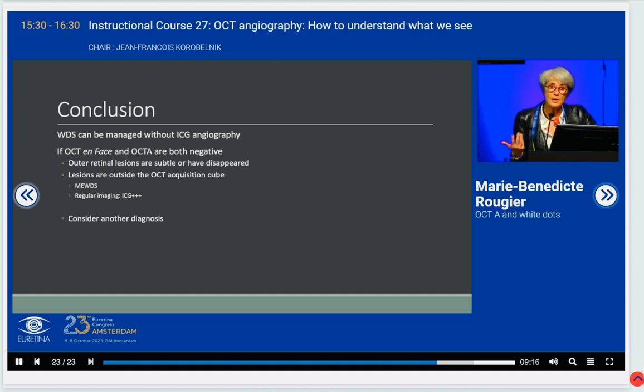The first one is maybe the outer retinal lesions are very subtle and difficult to visualize, or they have already disappeared. The second possibility is that the lesions are outside the OCT acquisition cube, and it's very frequent in nudes, and in this case, you have to go back to the regular imaging and you have to perform an ICG angiography. And the last possibility is that it's not white dot syndromes, and you have to consider another diagnosis.